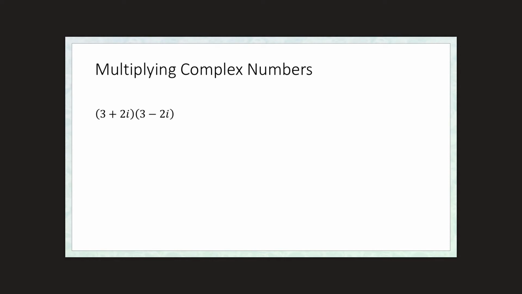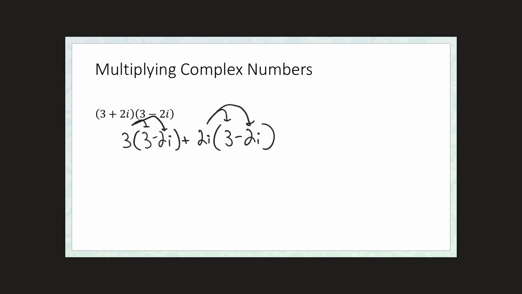Okay, so let me multiply them. So 3 times 3 minus 2i plus 2i times 3 minus 2i. And we distribute. 3 times 3 is 9, minus 3 times 2 is 6i, plus 6i, minus 2i times 2i is 4i squared.